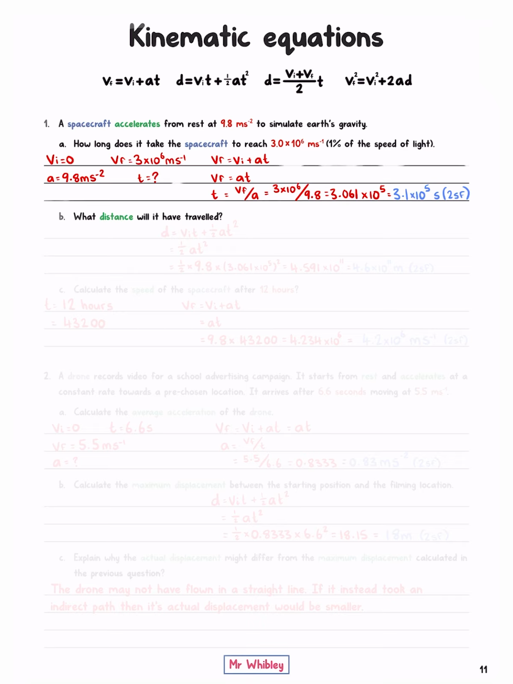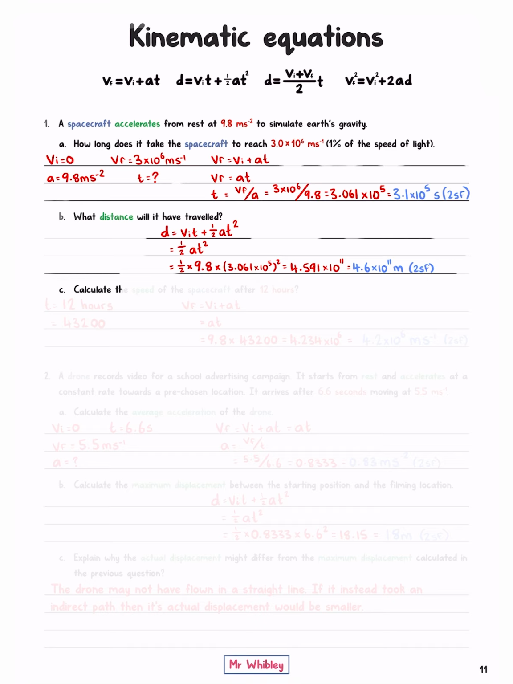For this, we can choose any of the equations above, except this one here because it doesn't have distance. I'm going to choose this one because it's pre-solved for distance, and because vi is 0, we can just simplify it down to half a t squared. Putting our numbers in gives us 4.591 times 10 to the 11, or 4.6 times 10 to the 11 meters to two significant figures. Calculate the speed of the spacecraft after 12 hours.